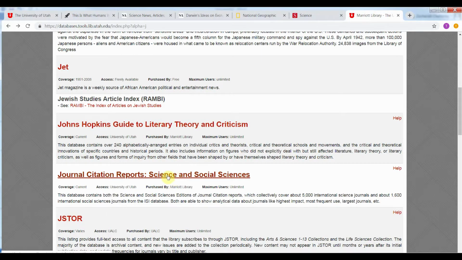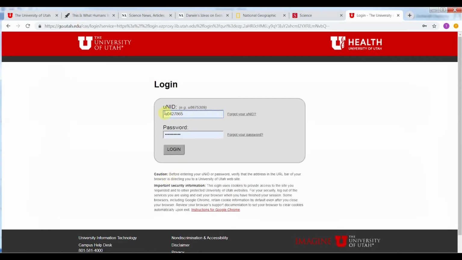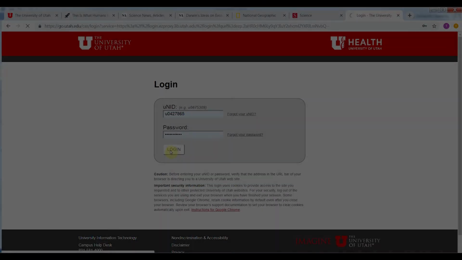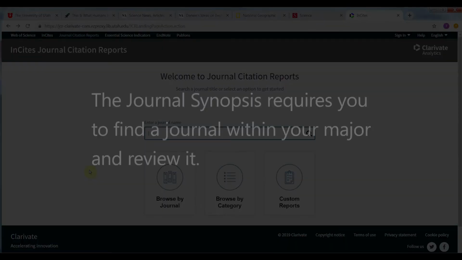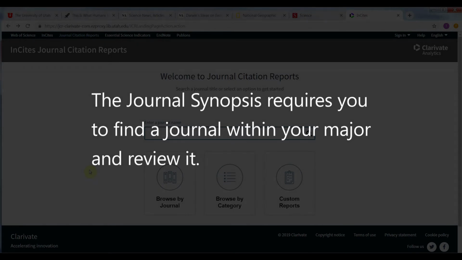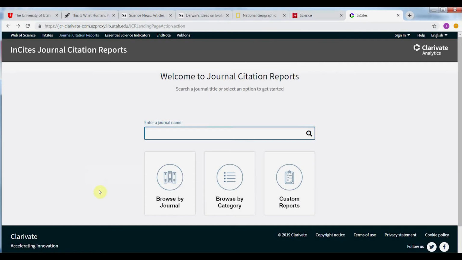So if I click on it, okay, this is the database called Journal Citation Reports. Again, it is a sort of scorekeeping database. It keeps track of what journals are making the biggest impact within their given field. This is one of the few times this semester that we're going to be using it. It is probably not as important a database as some of the article databases that we'll talk about later on, but it is a useful one for this particular assignment, the journal synopsis, because I am asking you to go figure out what journals matter within your field.